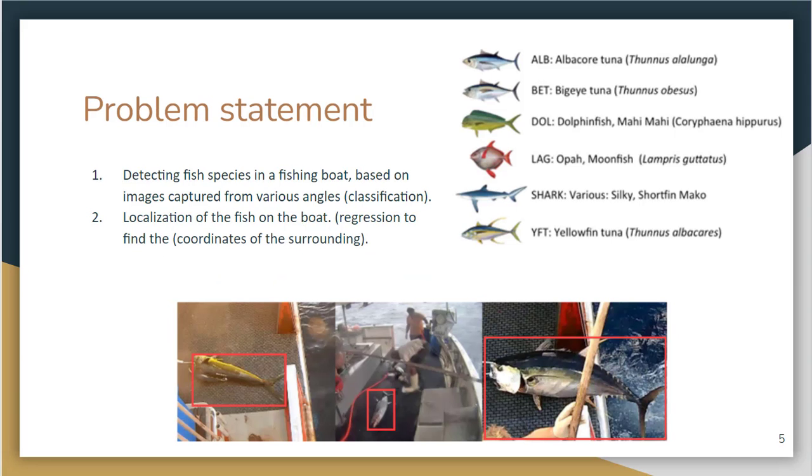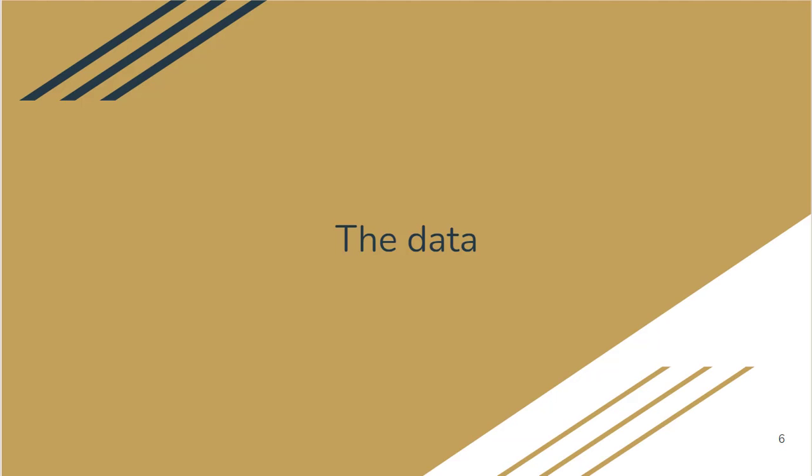This problem includes the classification problem, which detects fish species as shown in the top right corner in a fishing boat based on the image captured from various angles, and a regression problem for the localization of the fish on the boat, which finds the coordinates of the surrounding box. Next part is about the data.